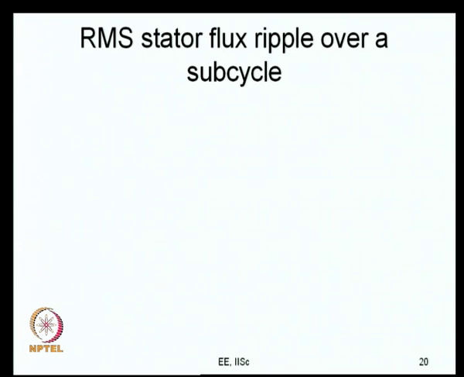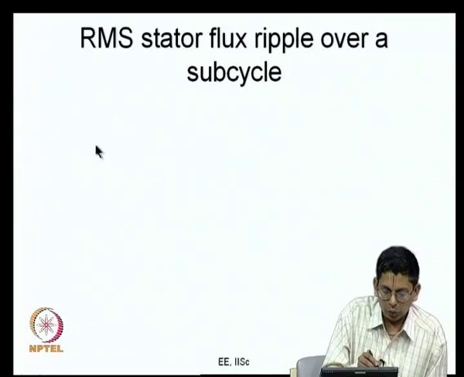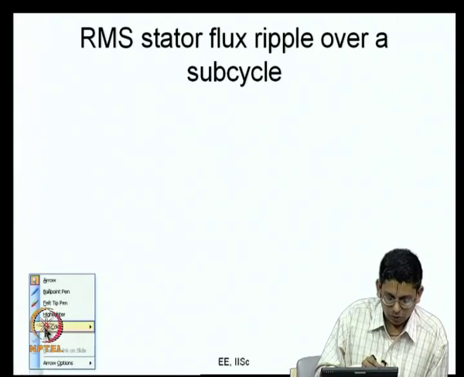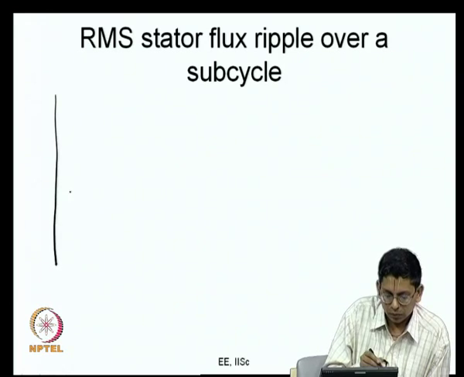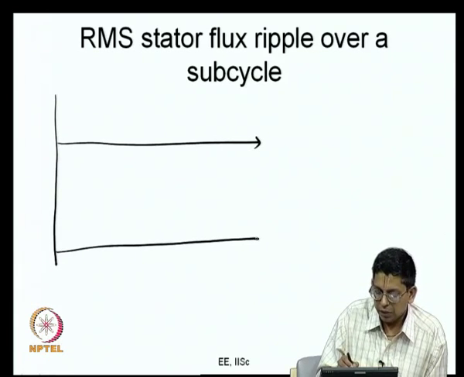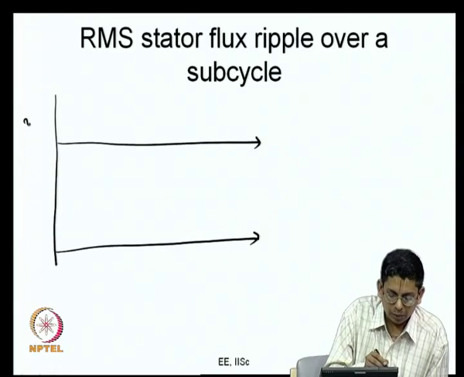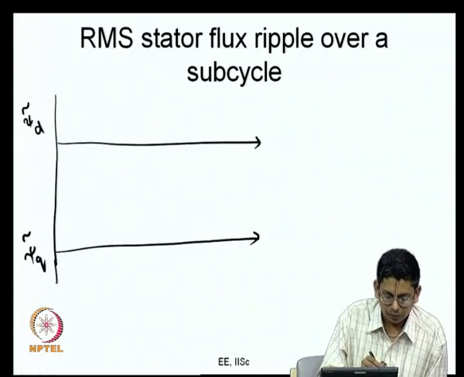That is an important question now. How would you get the RMS stator flux ripple over a subcycle? Let me go over and do that figure again now. So, let us say that I have the d axis and the q axis things. Let me call this psi d tilde and I will call this psi q tilde, right.